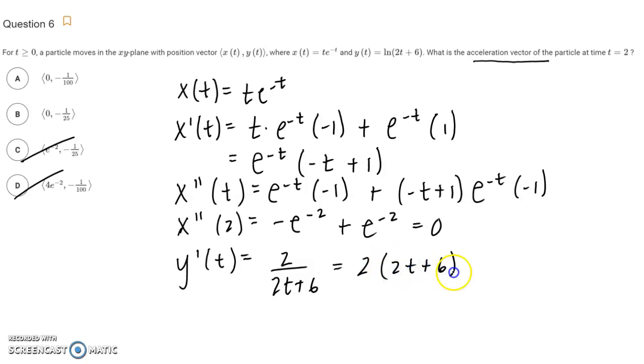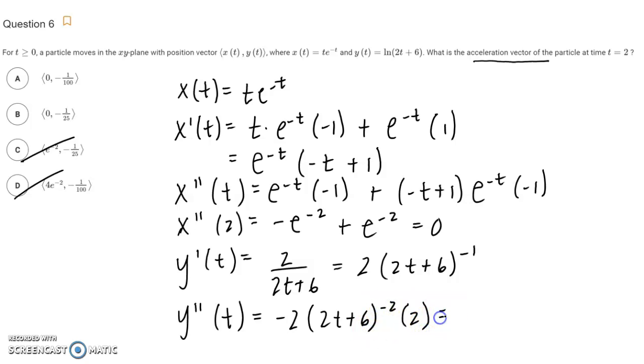Write this as a power rule. So my acceleration would be negative 2 times 2t plus 6 to the negative 2 times 2. At time t equal to 2, that would give me negative 4 over 100. So negative 4 over 100, that would make B my answer.